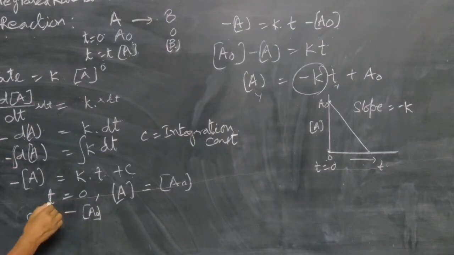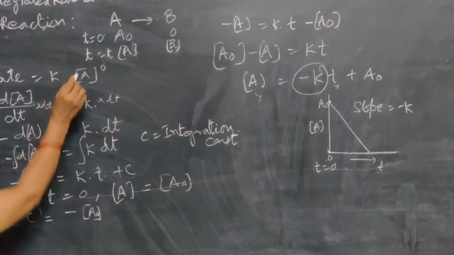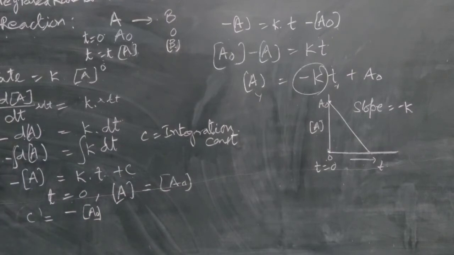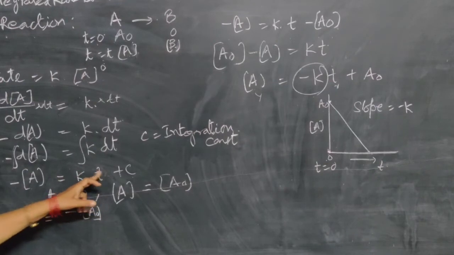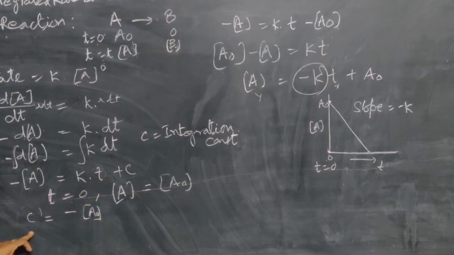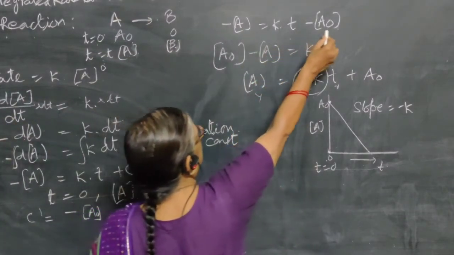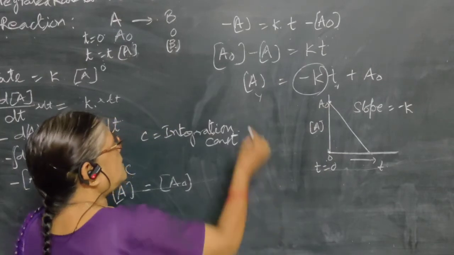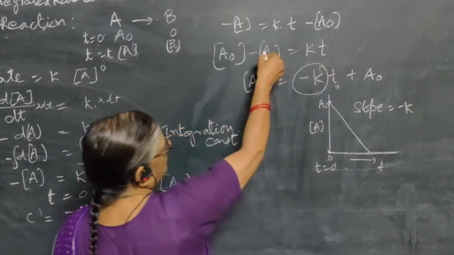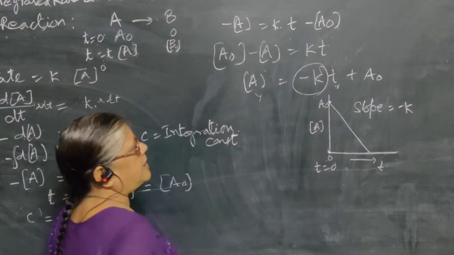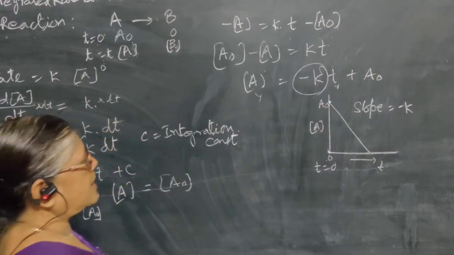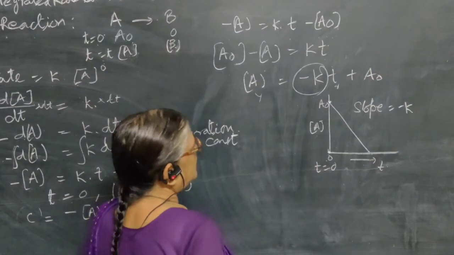Then we have to calculate the value of C. To calculate the value of C, we put t is equal to 0. When we put t is equal to 0, then A is equal to A0. Then you place the values in this equation: t is 0, so this term will be 0, and A will be equal to A0, so C is equal to minus A0. Now we can write minus A is equal to kt minus A0. Now A0 minus A is equal to kt, either you can write in this form, and then you can rearrange it for solving, that is, to draw the plot for this equation.